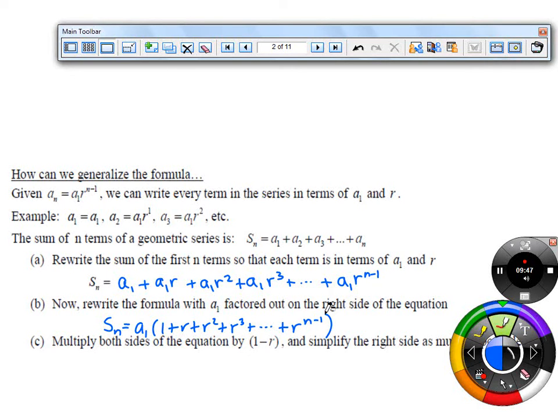Does that make sense? We factor out the A1, and we have this. So if only there was a way to get this to be something better, right? Mathematicians figured out a way. You guys are going to try it right now.